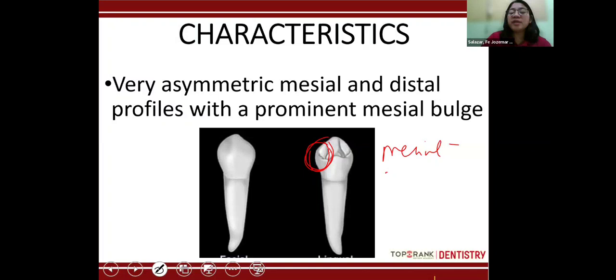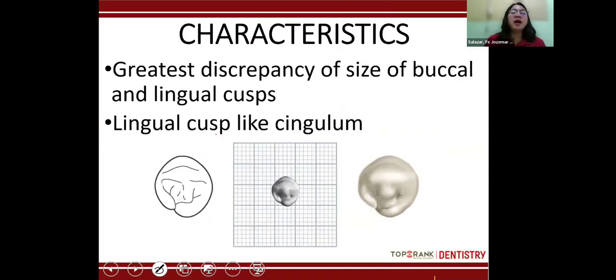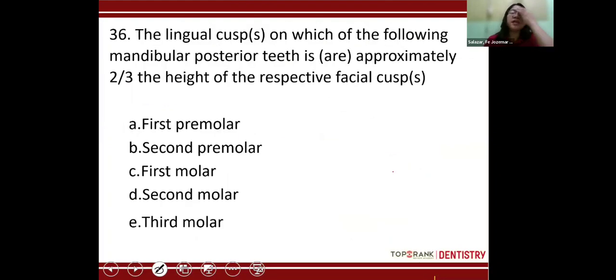Yung distal niya, so yung mesial niya, itong tooth na to is what do you call that? Transitional tooth din. It has qualities that look like an anterior and qualities that look like a posterior. Lingually inclined occlusal table. Greatest discrepancy in the size of buccal and lingual cusp. Ito, tsaka ito. Mas maliit si buccal cusp kesa sa lingual cusp. And the lingual cusp is shaped like a cingulum.